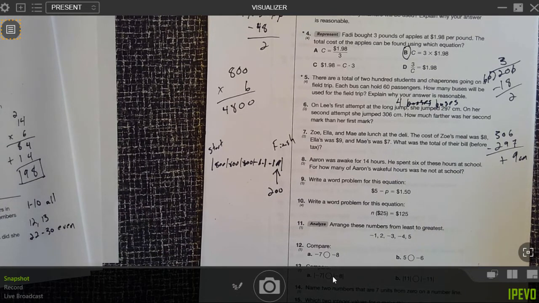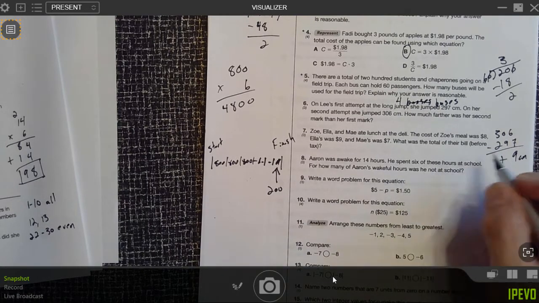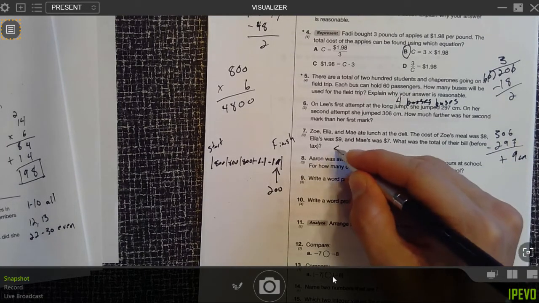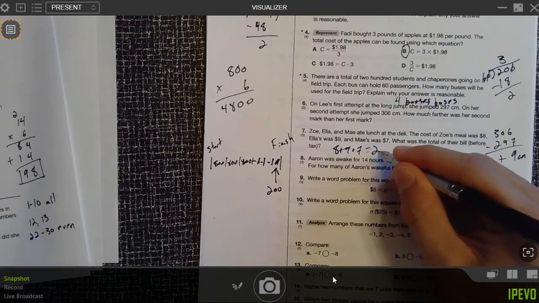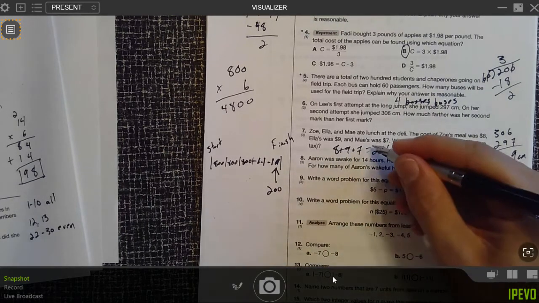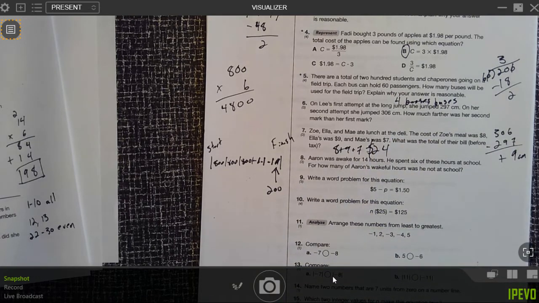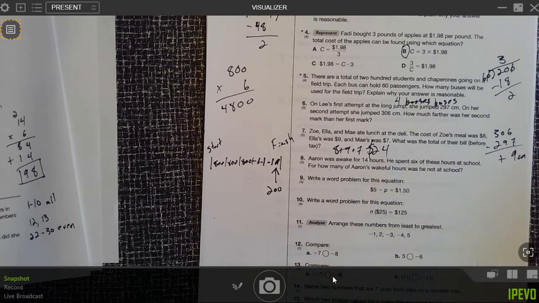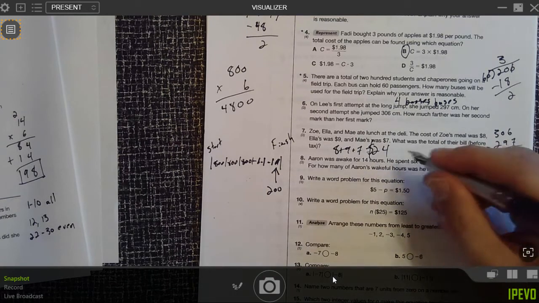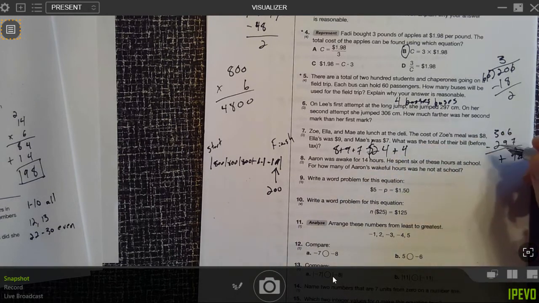Zoe, Ella, and May ate lunch at the deli. The cost of Zoe's meal was $8, Ella's was $9, and May's was $7. What was the total cost of their bill before tax? Well, that's 8 plus 9 plus 7, which equals 24. So $24. That's before tax and also before tip. You got to make sure you tip. Okay. I would do a $4 tip here.